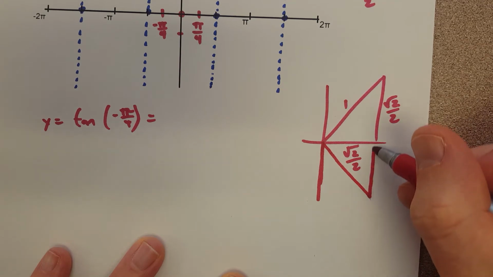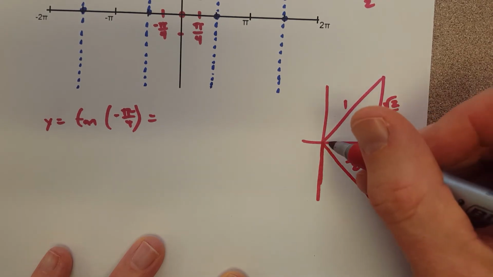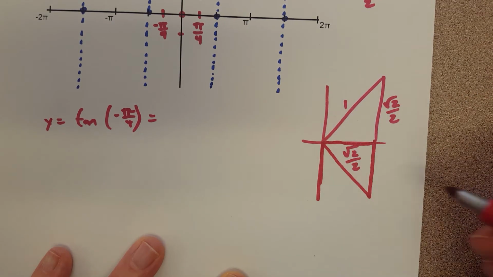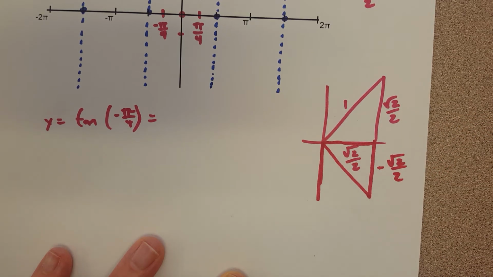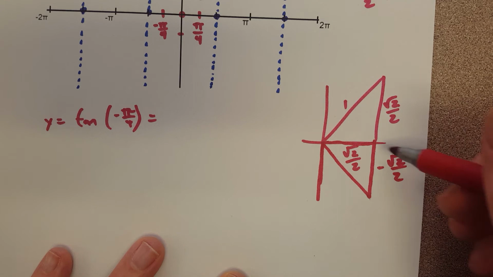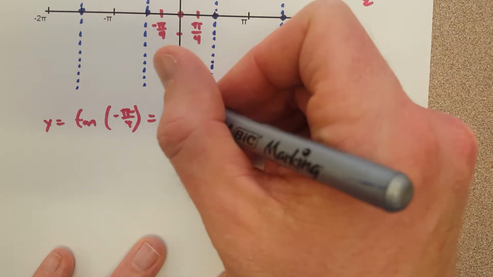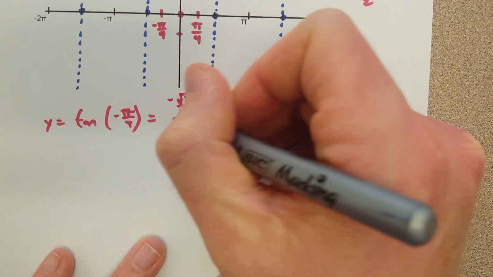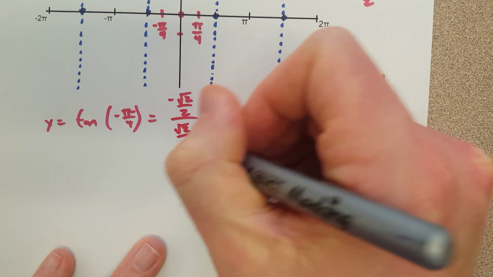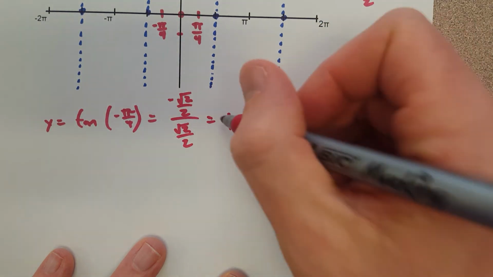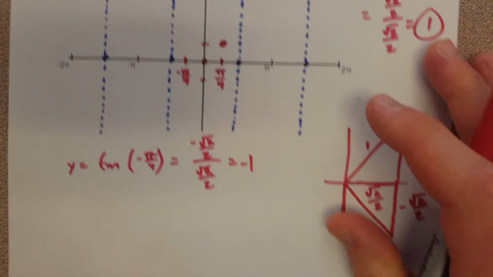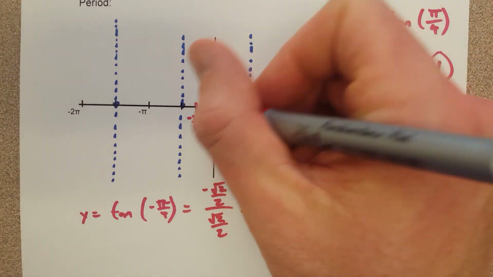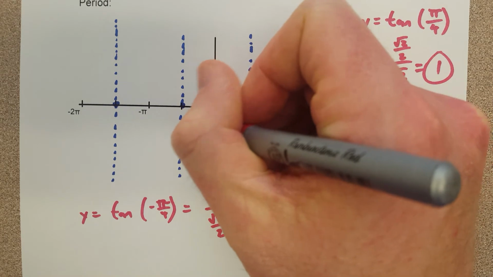So if I draw another 45 triangle here, that just means that this side's still square root of 2 over 2. This side is negative square root of 2 over 2. And so if I do opposite over adjacent, that's going to be negative square root of 2 over 2 divided by square root of 2 over 2, which is negative 1. All right, so now I've got another point that I can put in this graph. It's going to be at negative 1. There's that point right there.